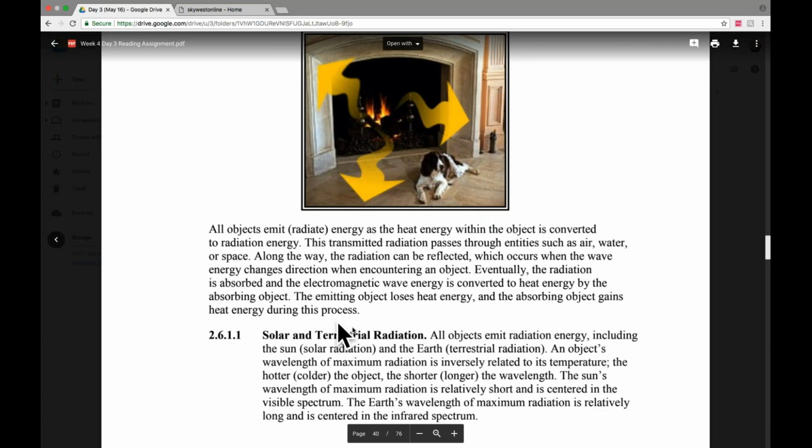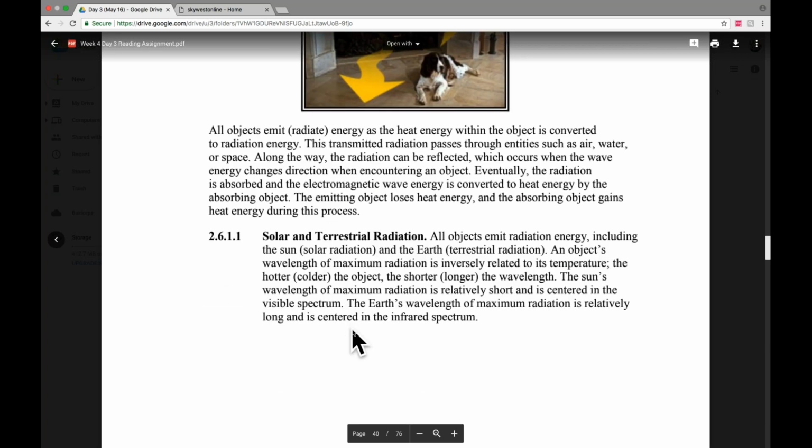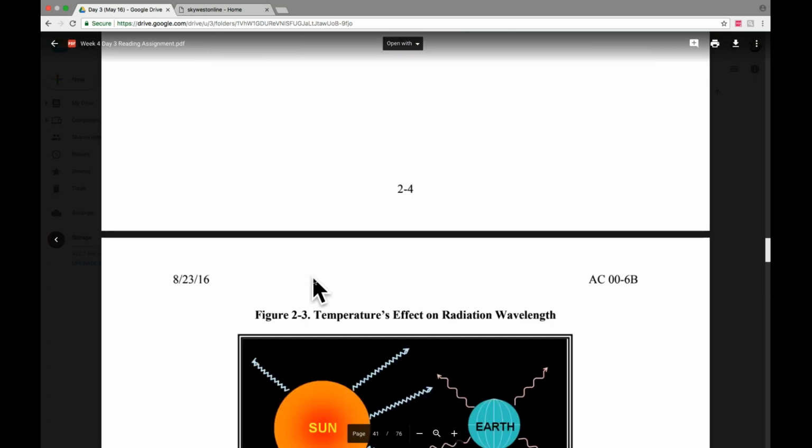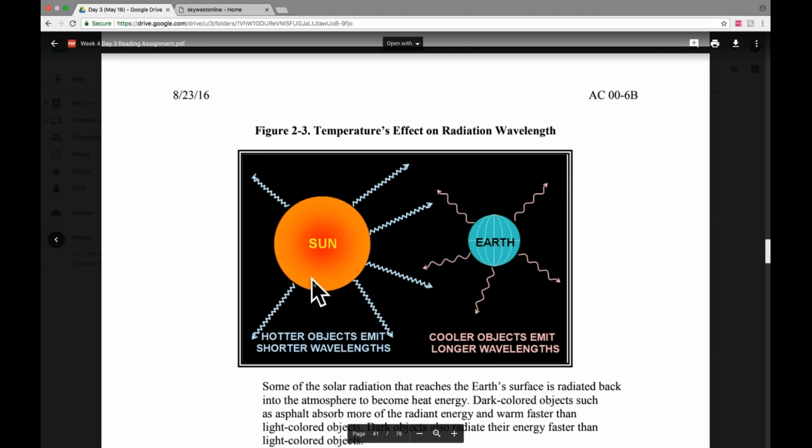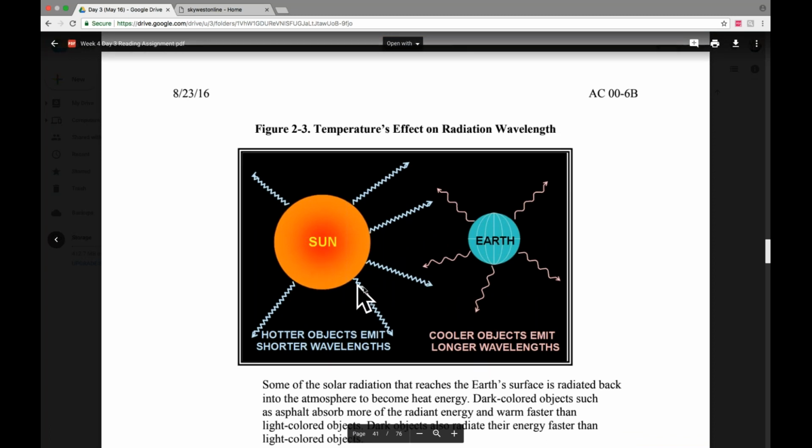Okay, solar and terrestrial radiation. So when the sun is pounding down on the Earth, we see radiation heat transfer. We'll talk about why radiation is important for the development of weather. The sun or hotter objects emit with shorter wavelengths, whereas cooler objects emit with longer wavelengths. So the frequency is a lot higher.